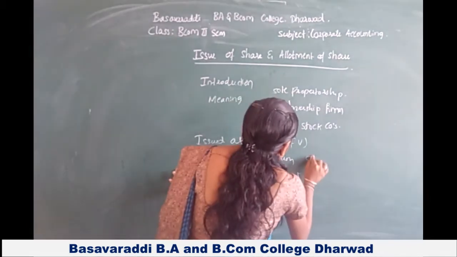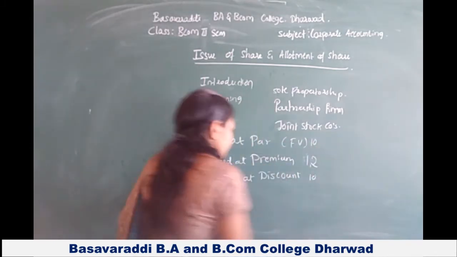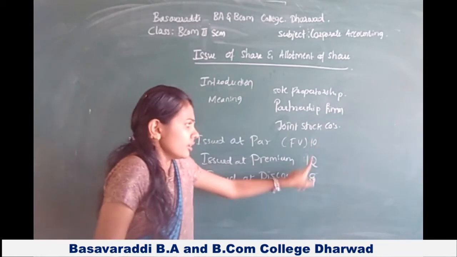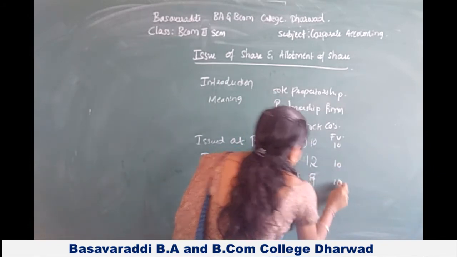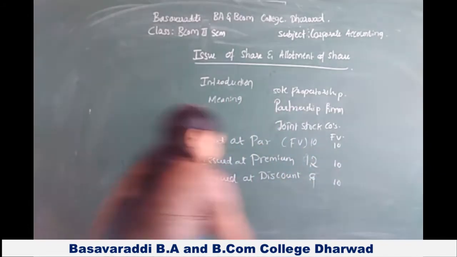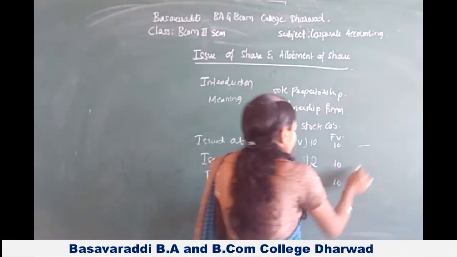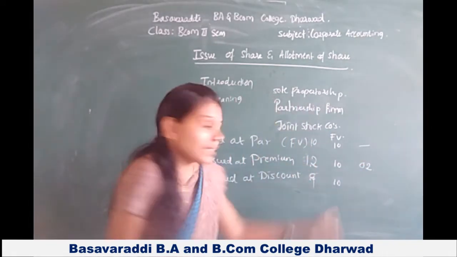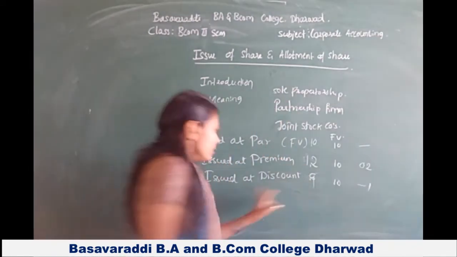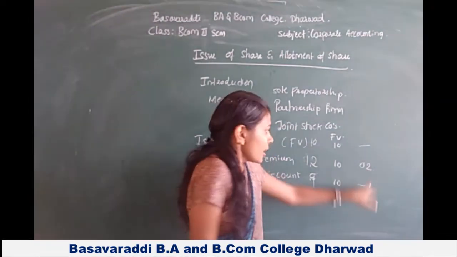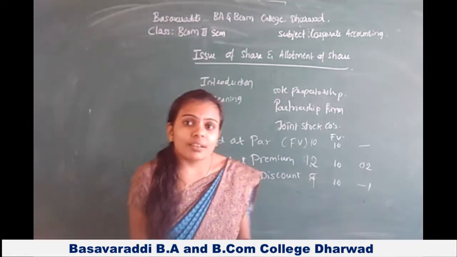Look, premium: 10, 12, 9. Face value is how much? Face value is equal to 10. 10 minus 10 is equal to zero. 12 minus 10, more than the face value, is equal to rupees 2. Next, 9 minus 10 is equal to how much? Minus 1. This is issued at discount. And this is premium, and issued at par means shares issued at the face value.